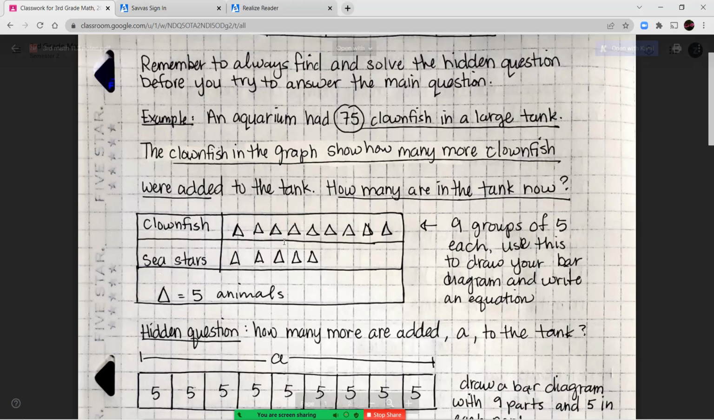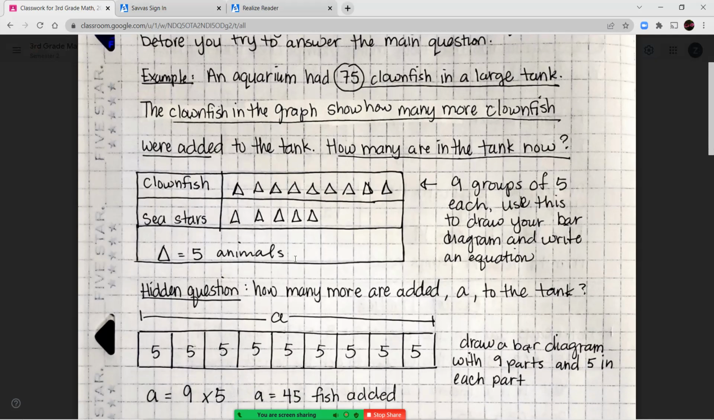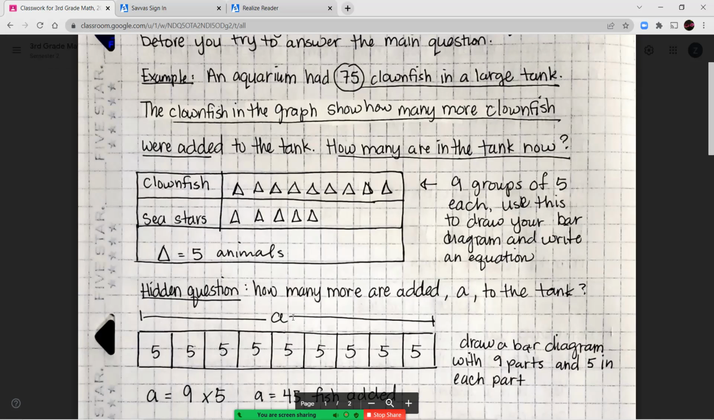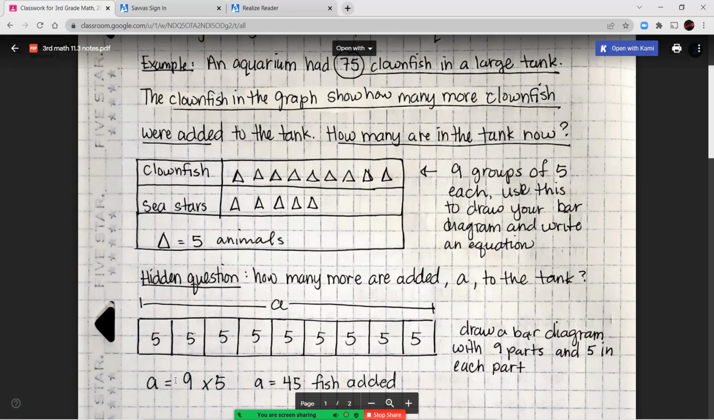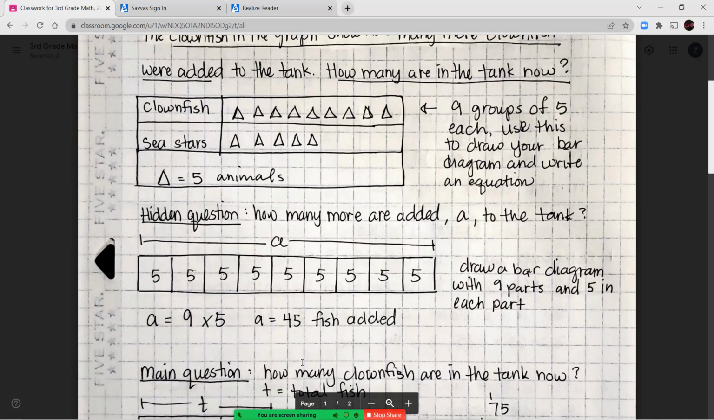We're going to use this to draw a bar diagram and write an equation. So our hidden question is how many more were added, A is going to be my variable, to the tank. So we have our 9 groups over here, and each group represents 5. So there's 5 in each group. All of that is equal to A, the total number of clownfish that were added. So A is equal to 9 groups of 5, or 9 times 5, which is equal to 45 fish that were added.